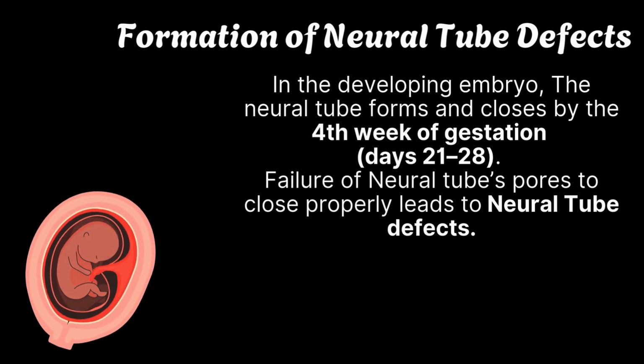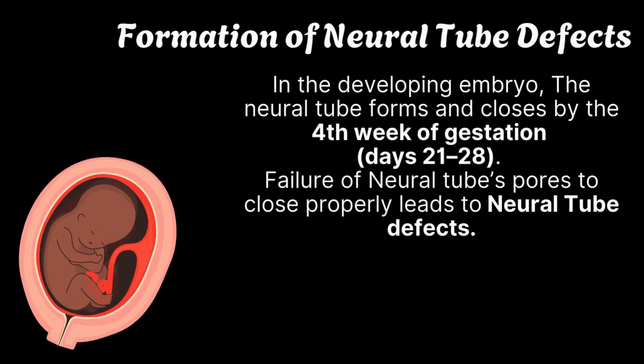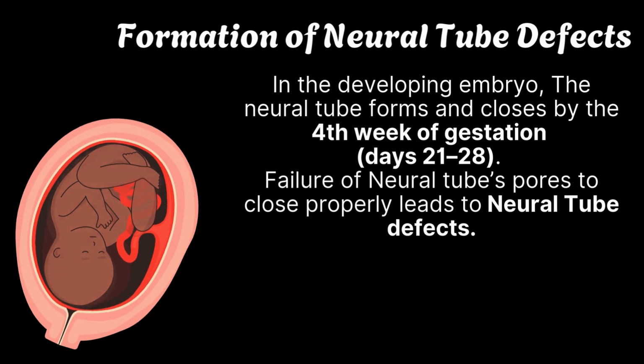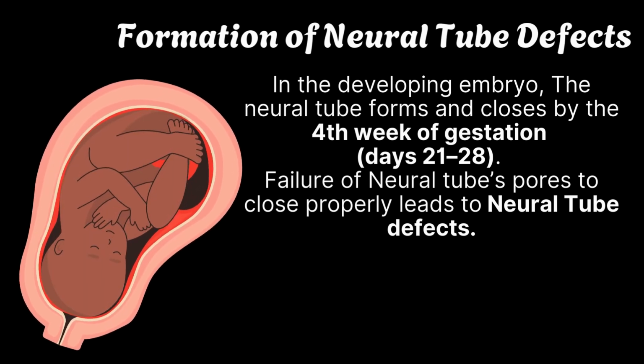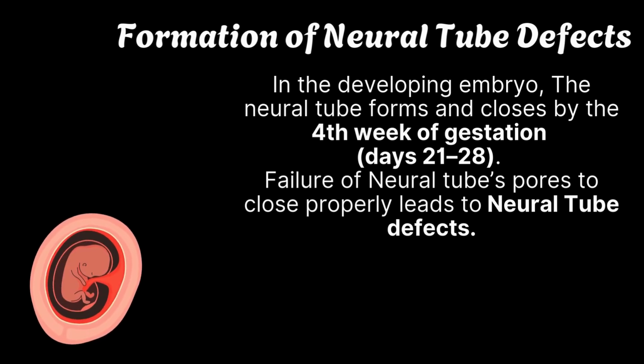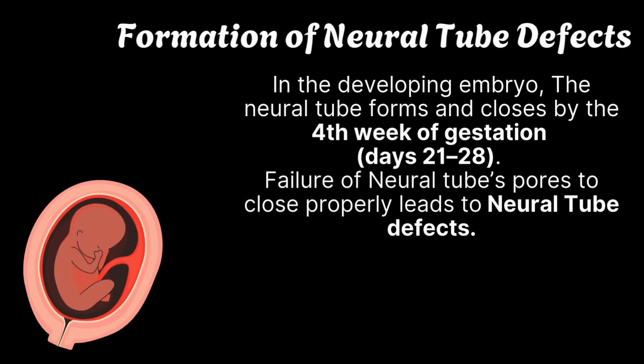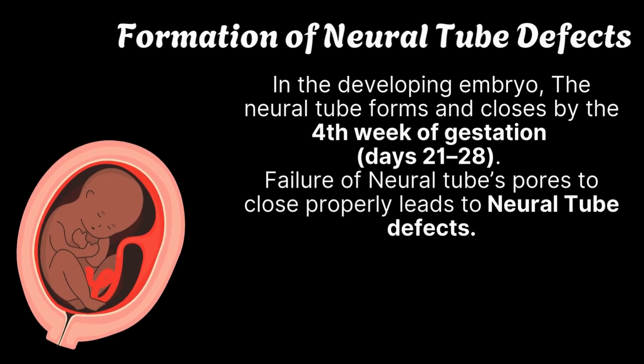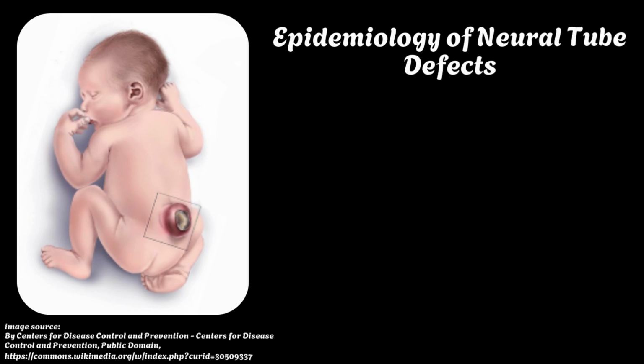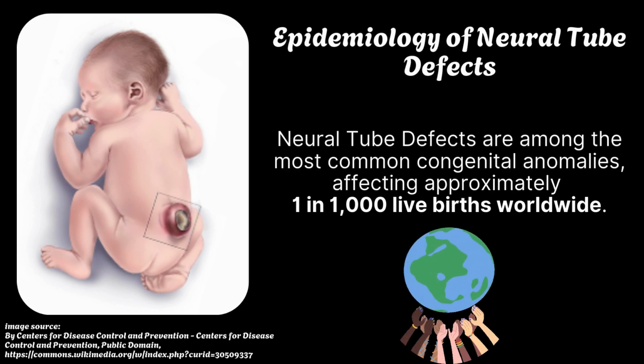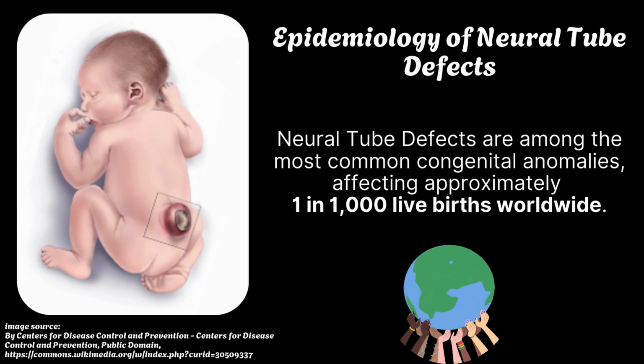How are neural tube defects formed? In the developing embryo, the neural tube forms and closes by the 4th week of gestation. Between days 21 to 28, failure of the neural tube's pores to close properly leads to neural tube defects. What is the epidemiology of neural tube defects? Neural tube defects are among the most common congenital anomalies, affecting approximately 1 in 1,000 live births worldwide.